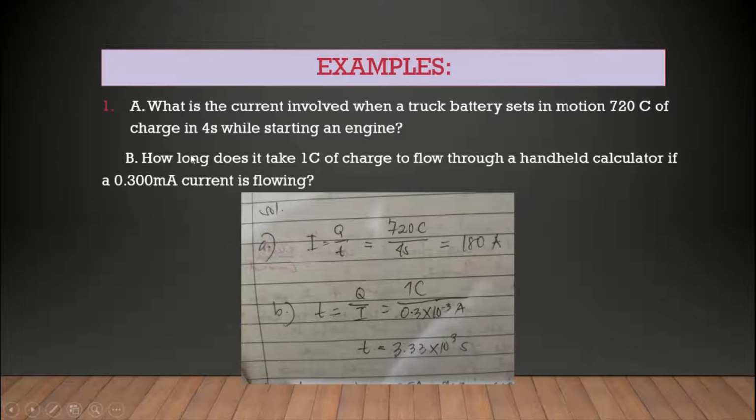And for letter B, how long does it take? How long means you are to solve for the time. How long does it take one coulomb of charge to flow through a handheld calculator if a 0.300 milliampere current is flowing? So we have here the charge is 1 coulomb and the current is 0.3 milliampere, so times 10 to the negative 3. And that is equal to 3.33 times 10 to the power of positive 3 seconds.